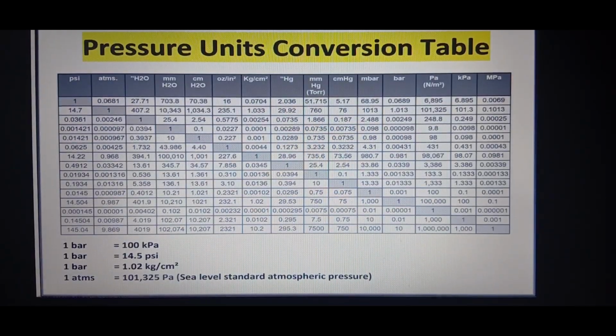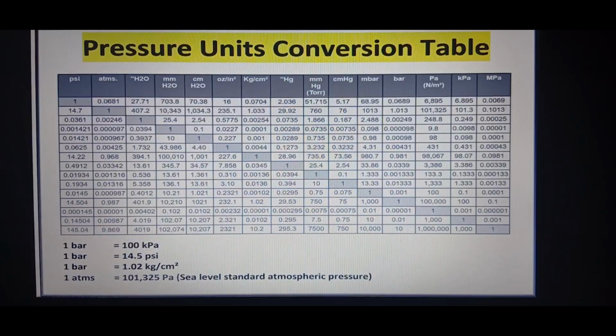This is a better one because it has a lot more in it, but it works the same as the previous chart. If you look here, we would say 1 bar is 100 kPa. 1 bar is also the same as 14.5 psi. It's the same as 1.02 kilograms per centimeter squared. And 1 atmosphere is 101.325 kPa.